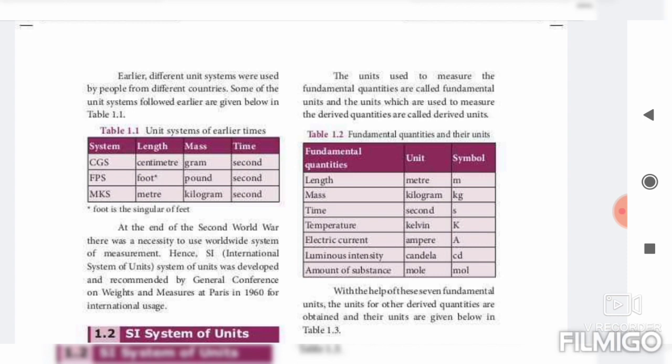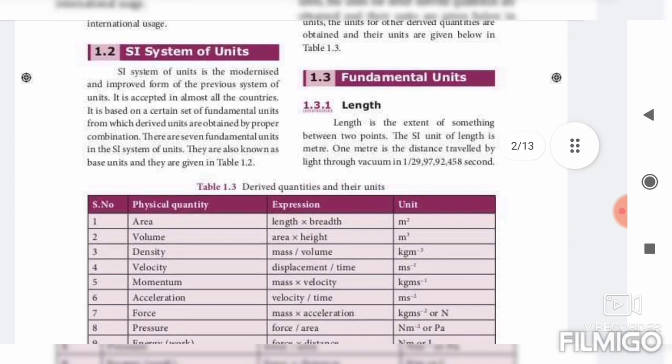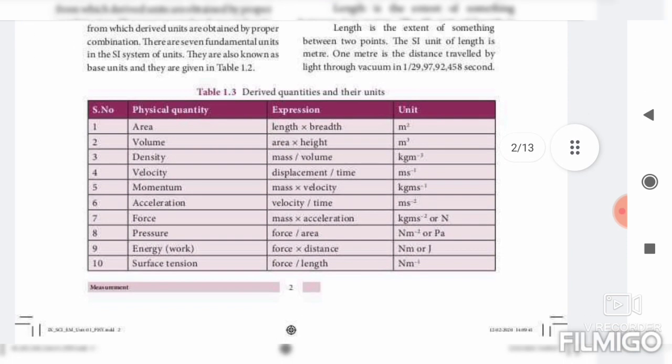Okay, the next one, fundamental units, length. So length is the extent of something between 2 points. The unit of length is meter. What is the unit of length? The unit of length is meter. The next, here some formulas are given in derived quantities.